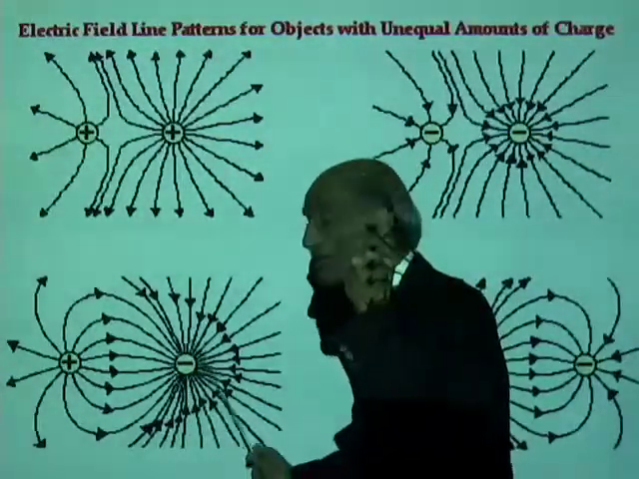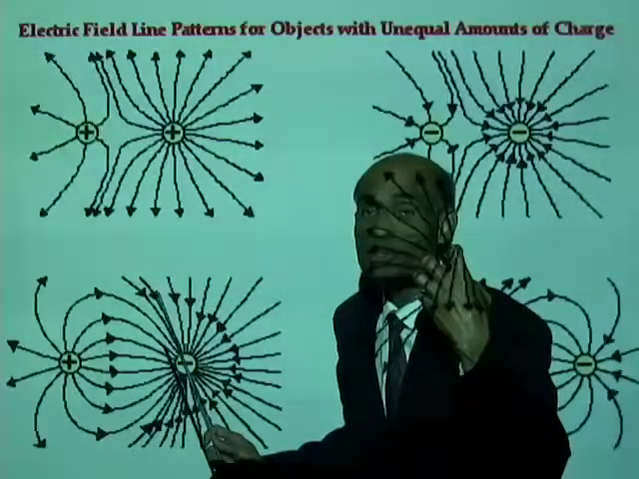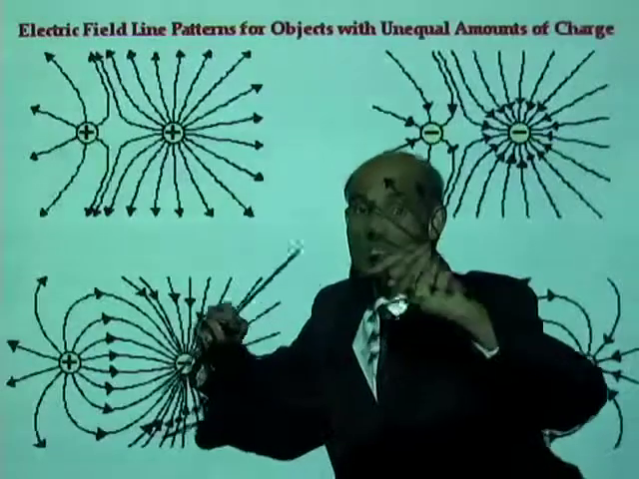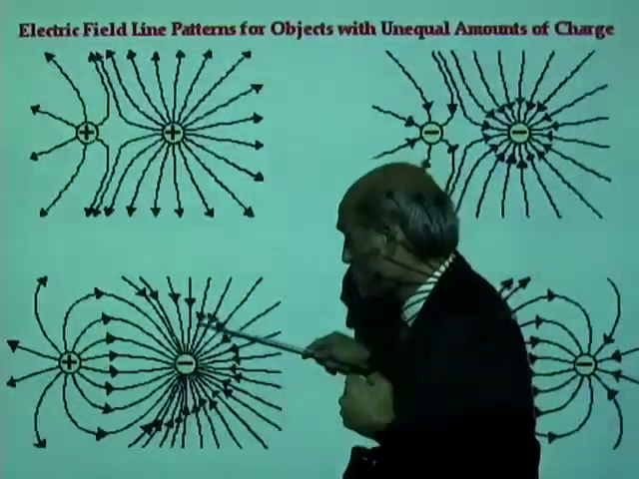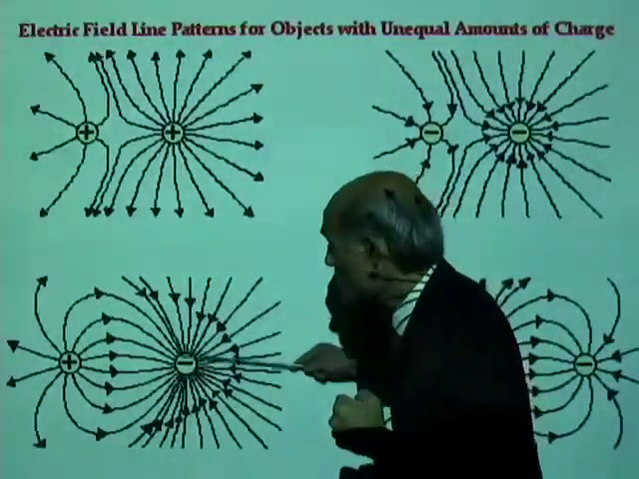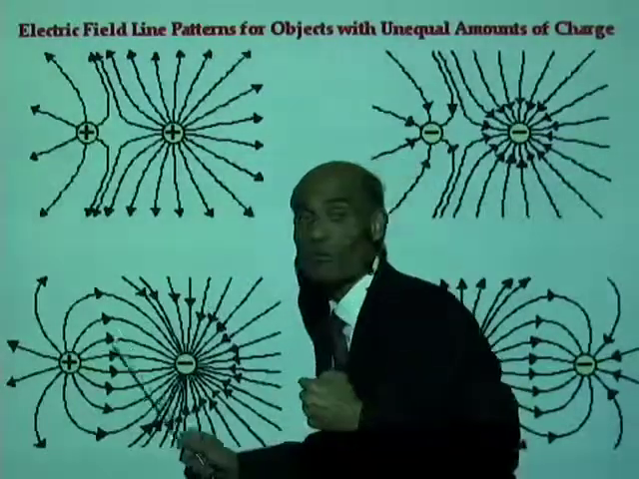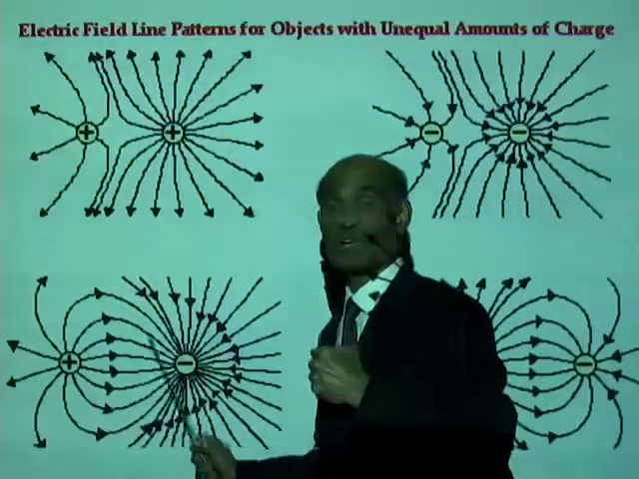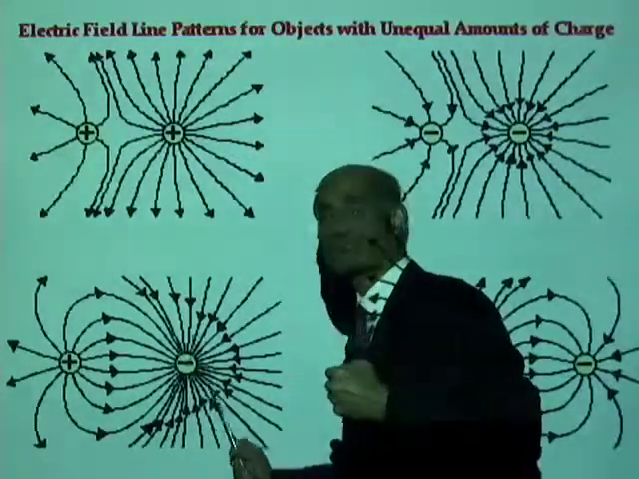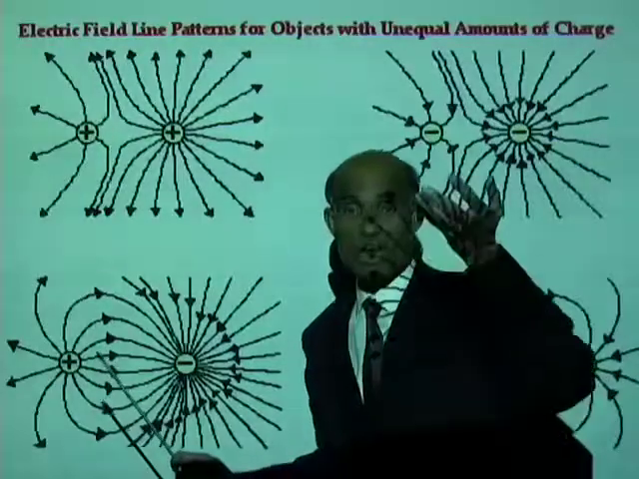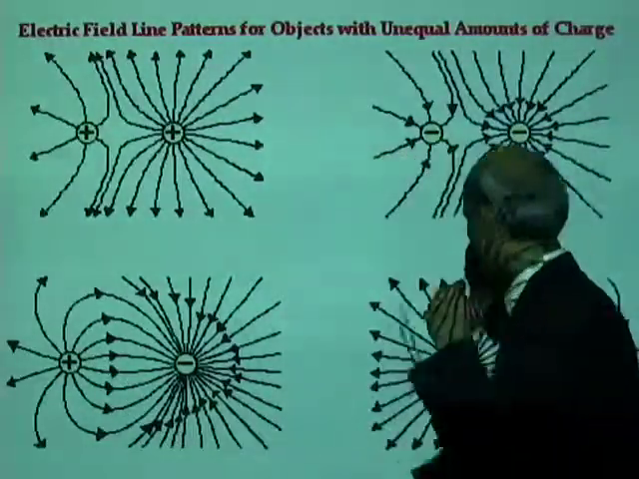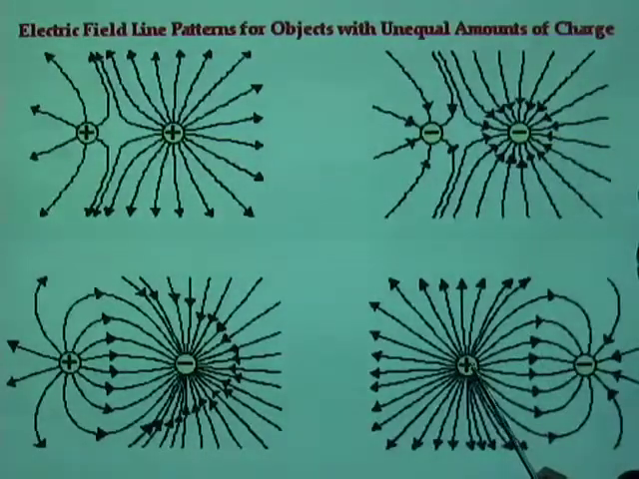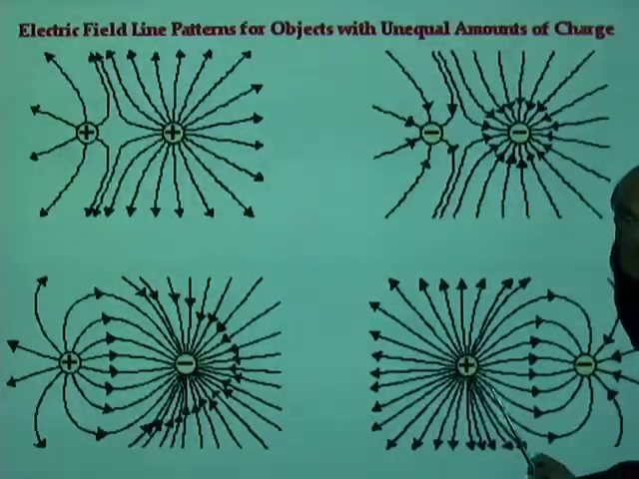Well, the amount of charge is proportional to the number of field lines either originating or terminating. You can see the number of field lines terminating on the negative are much greater than the number of field lines originating at the positive. So obviously this negative charge represents a much larger quantity of charge. And how about this?